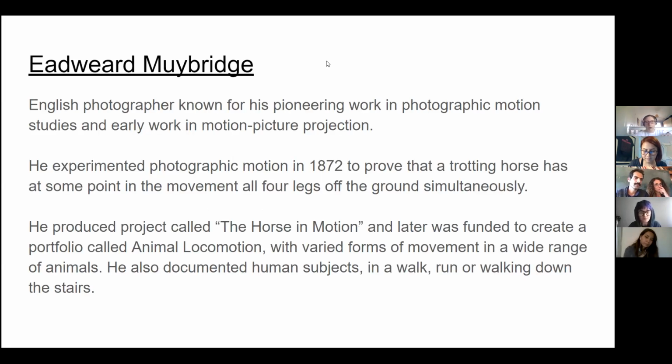I'll talk through a pioneering photographer first, because his work has really influenced and has been a big reference to animators with movement.